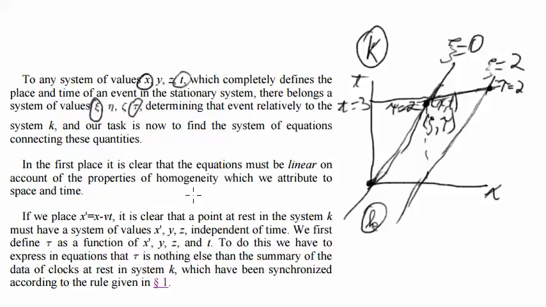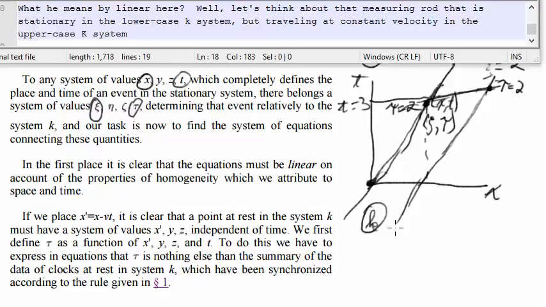In the first place, it is clear that the equations must be linear on account of the properties of homogeneity which we attribute to space and time. Well, what does he mean by linear here? I'm not entirely sure, but let's think about that.